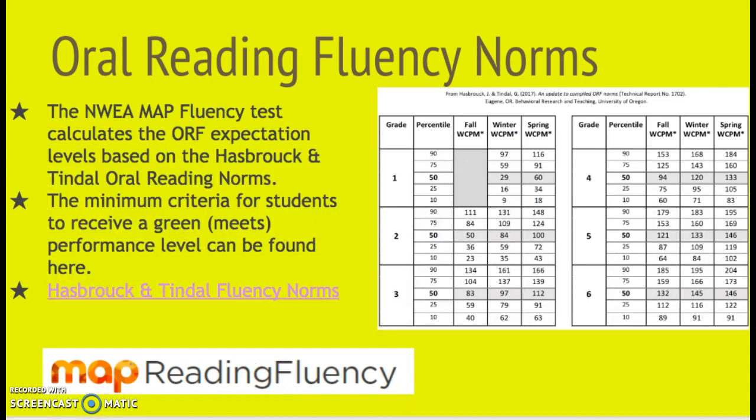NWEA calculates the oral reading fluency scores and levels based on the Hasbrook and Tyndall oral reading fluency norms. The minimum criteria for students to receive a green status or meets criteria is to score at the 50th percentile or higher. The normative data can be found here.